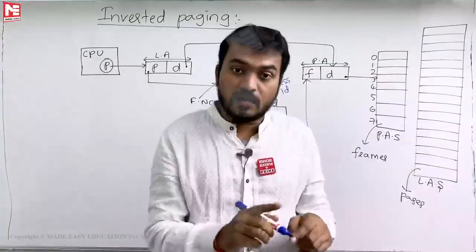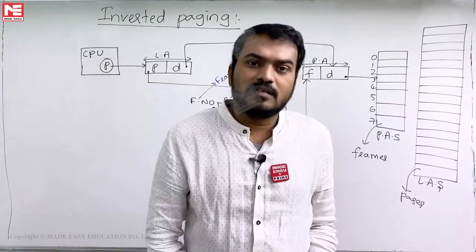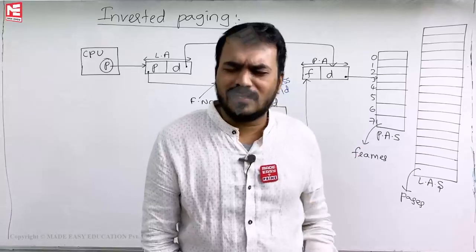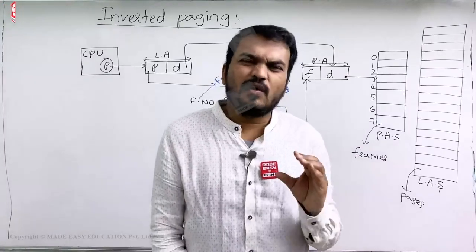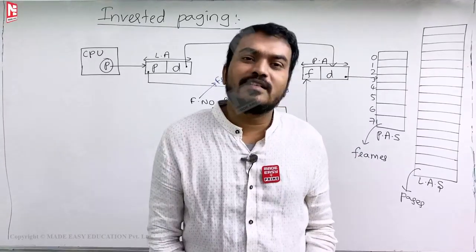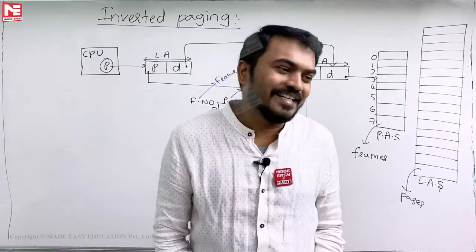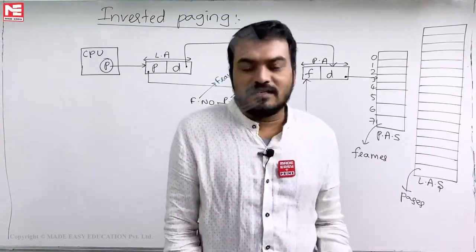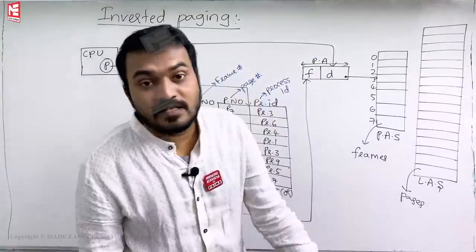Put it in a box. It's an important point. Box means important. You can say dabba, you can say dibbi, whatever it is. Dabba means big box, dibbi means small box, right? Okay, fine, it's okay. So understand here: the number of entries is the same as the number of frames in the PAS.